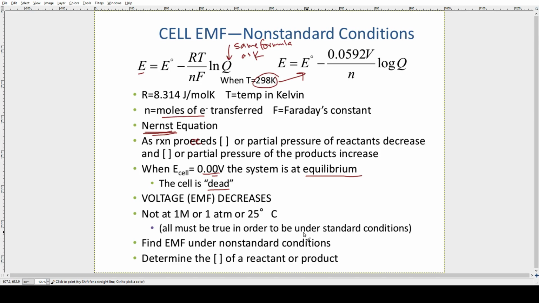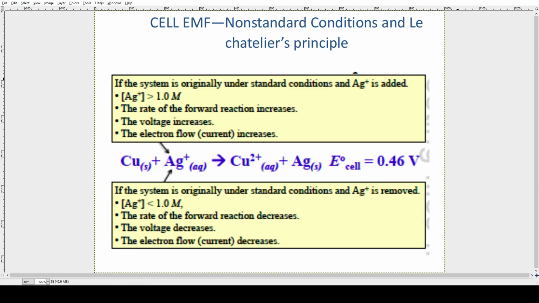Something to keep in mind, standard conditions in this unit does not just mean 1 atmosphere and 25 degrees Celsius. It also means 1 molarity. That's important. So you use this equation when you want to find the EMF under non-standard conditions. You can use it to determine the concentration of a reactant or product. So let's analyze this a little bit first, and then we'll actually do practice problems.